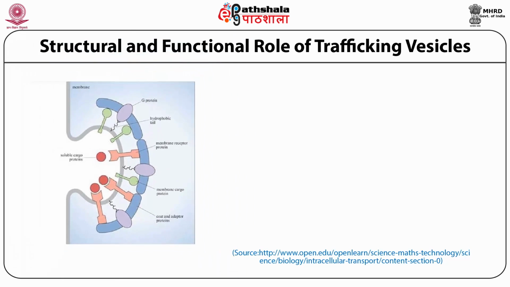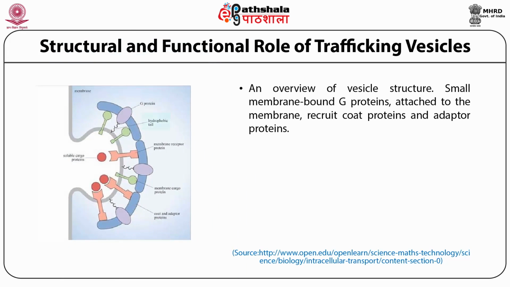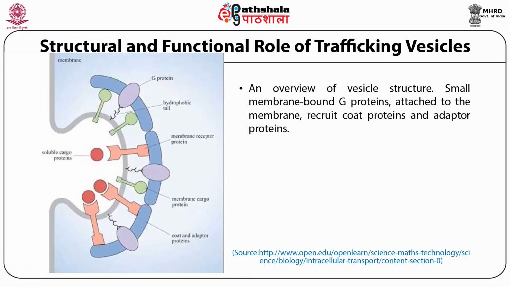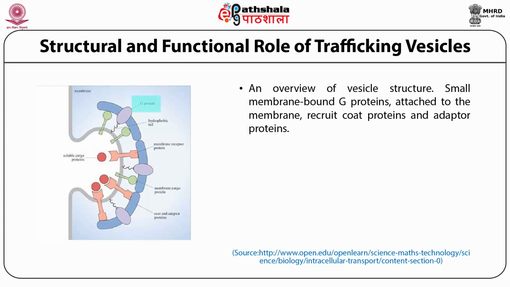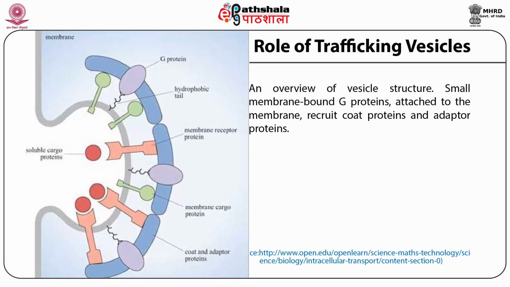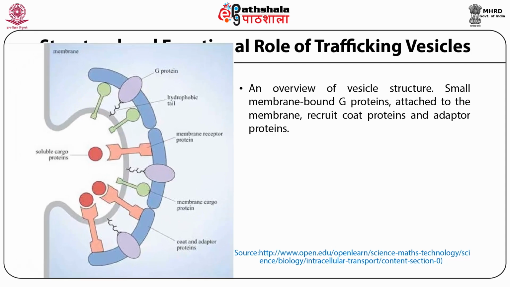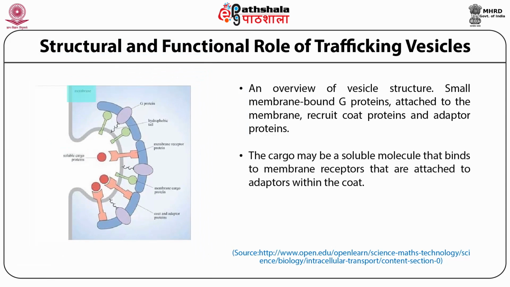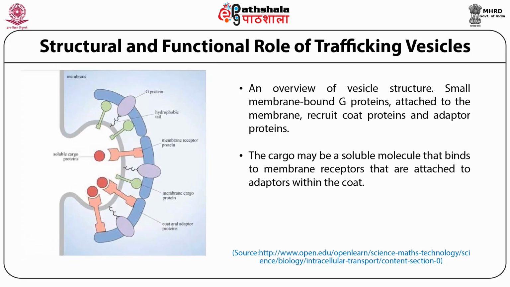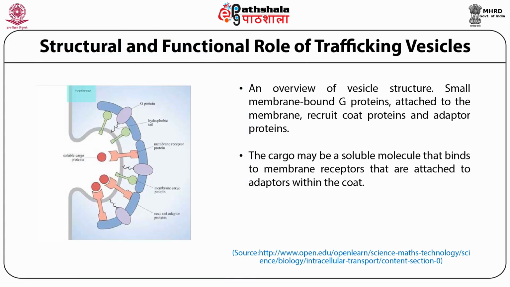This figure shows an overview of a vesicle structure, which consists of G protein, a membrane receptor protein, membrane cargo protein, and adapter proteins. Small membrane G proteins attach to the membrane. They recruit coat proteins and adapter proteins. The cargo may be a soluble molecule that binds to the membrane receptor that is attached to the adapter within the coat.